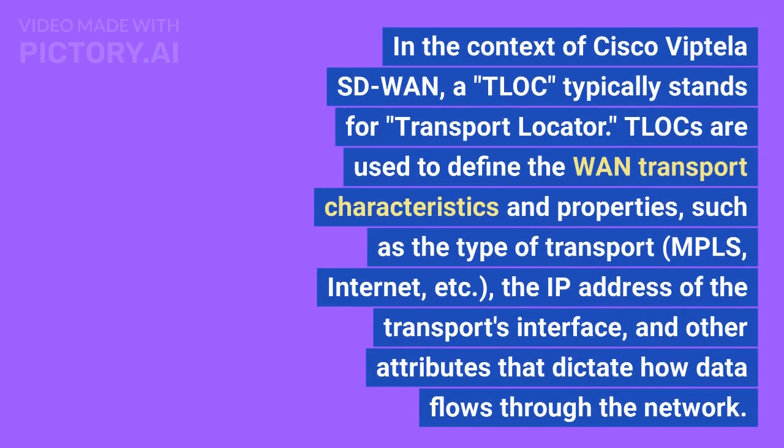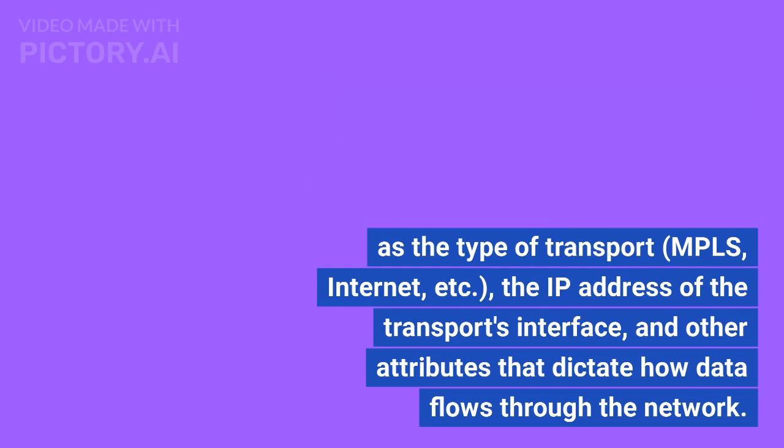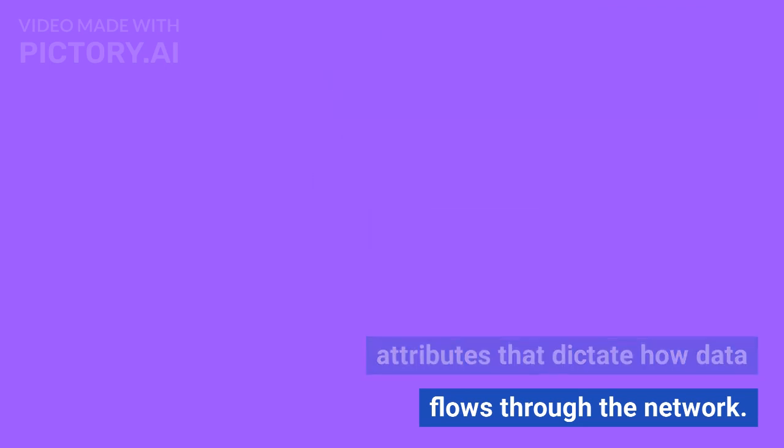In the context of Cisco SD-WAN, a TLOC typically stands for Transport Locator. TLOCs are used to define the WAN transport characteristics and properties, such as the type of transport, MPLS, Internet, etc., the IP address of the transport's interface, and other attributes that dictate how data flows through the network.